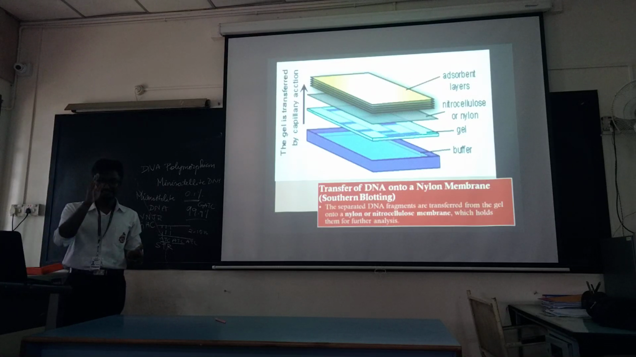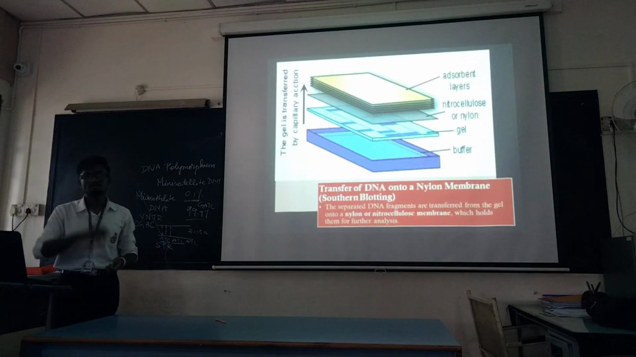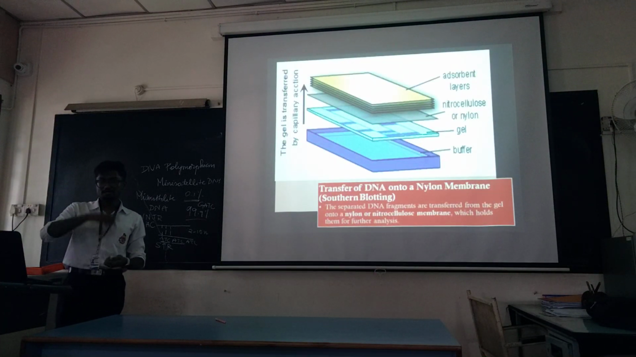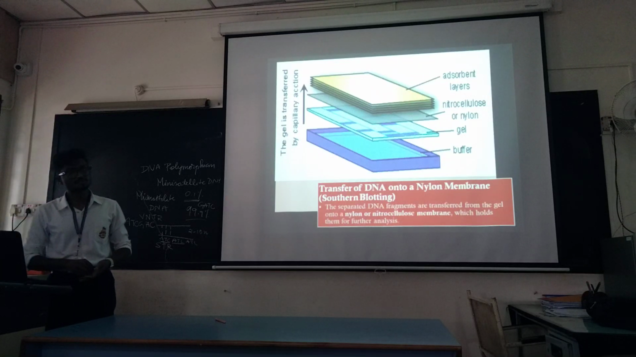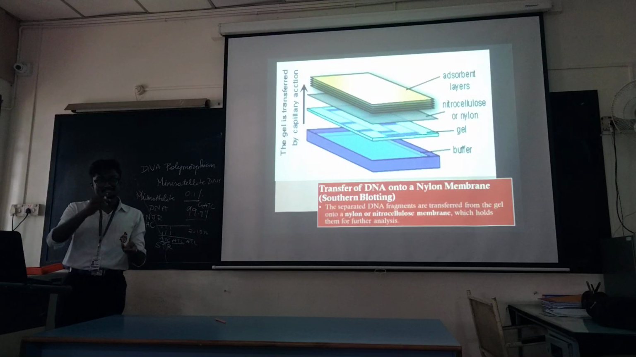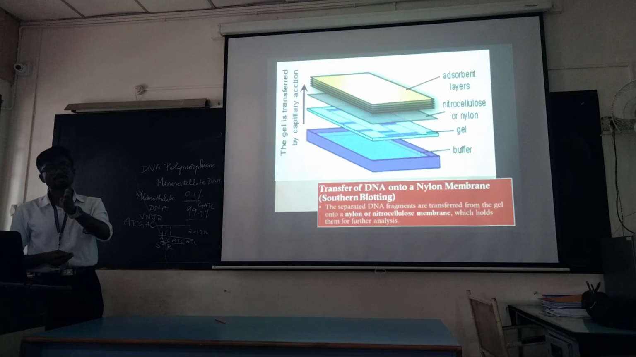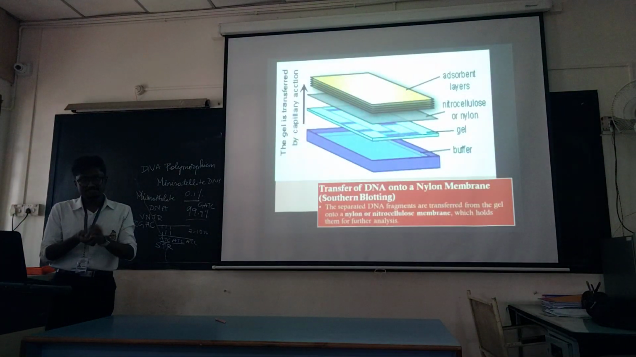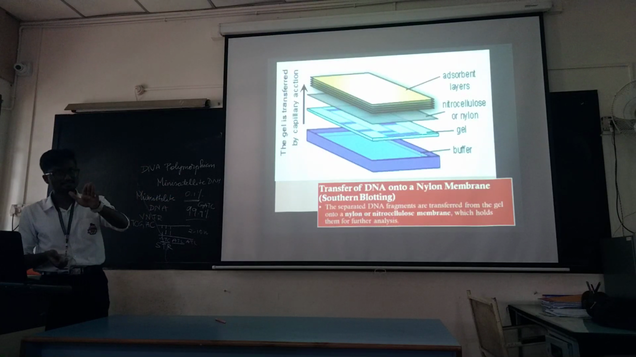So now the DNA should be transferred to the nylon membrane or nitrocellulose membrane. We use either one of the two membranes, nitrocellulose or nylon. So the DNA which has run through the gel electrophoresis is transferred to the nylon membrane. Now the DNA that was in the gel gets transferred onto the nylon membrane.